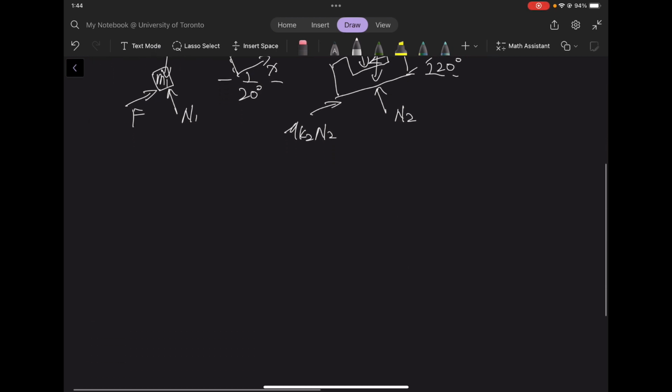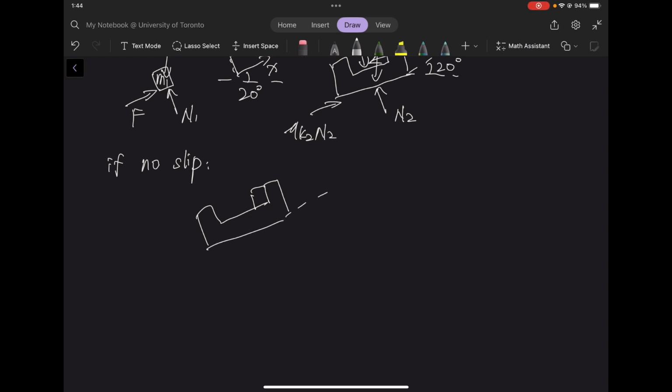Okay, so we need to consider whether m1 really slips on m2. We can assume there's no slip, so we can take the free body diagram of the whole system, because if there's no slip, these two can be seen as a whole. 20 degrees. This one is N2, and here is (m1 plus m2) g, and this is the friction.